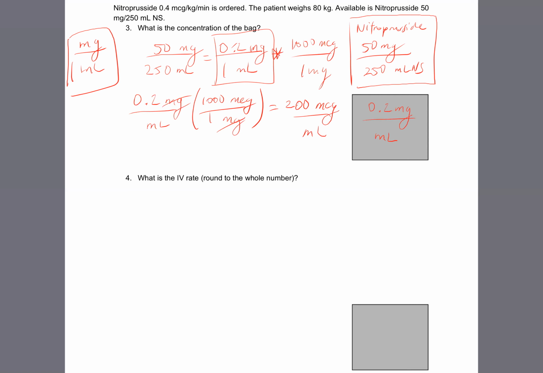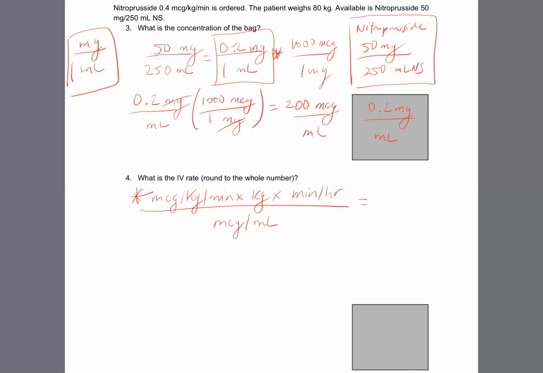Number 4, what is the IV rate round to the whole number? So remember, we're going to write down our equation again. Micrograms per kilogram per minute times the patient's weight in kilos times 60 minutes per hour, all over micrograms per ml.